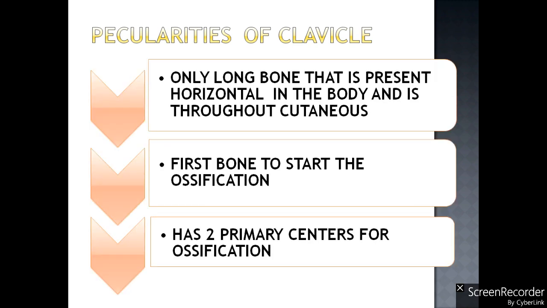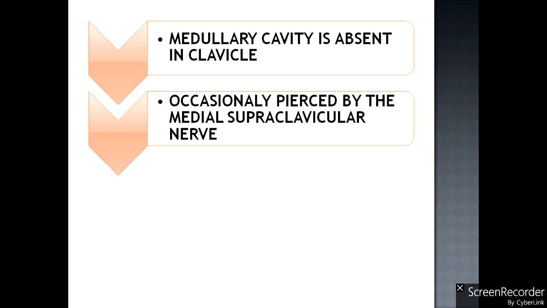Peculiarities of the clavicle. Clavicle is the only long bone that is present horizontally in the body and is throughout subcutaneous. It is the first bone to start the ossification process. It has two primary centers for ossification. Medullary cavity is absent in the clavicle. Occasionally, the clavicle may be pierced by the medial supraclavicular nerve.